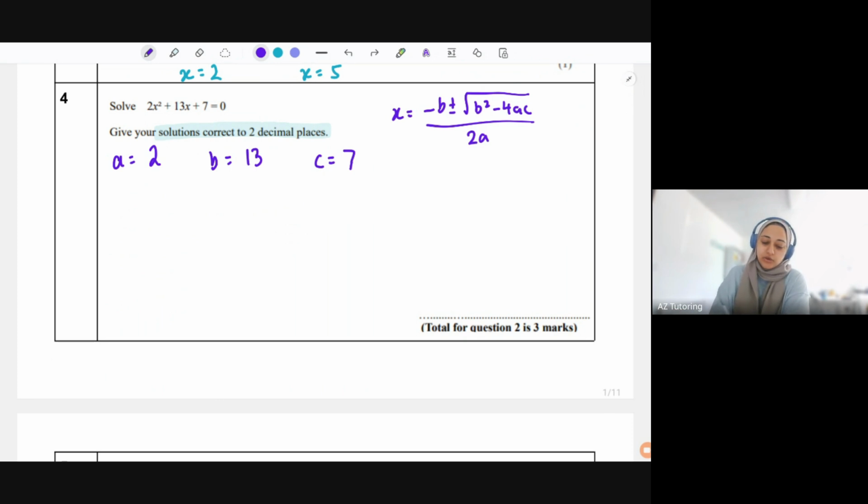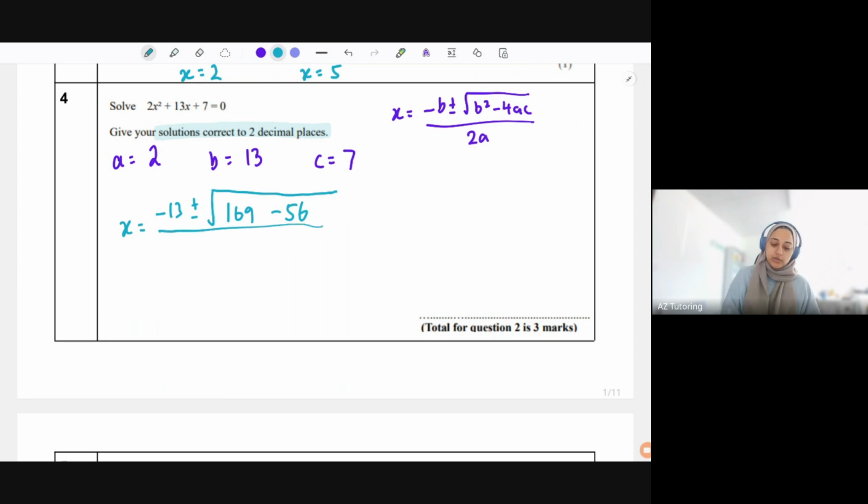And now we're just substituting all these into the equation. So we've got x equals minus b, which is minus 13, plus or minus the square root of b squared, which is 13 squared. And 13 squared is just 169. We've then got minus 4ac, so we can do minus 4 times a, which is 2, times c, which is 7. So we get minus 56, divided by 2 times a, which is 2 times 2, which is just 4.